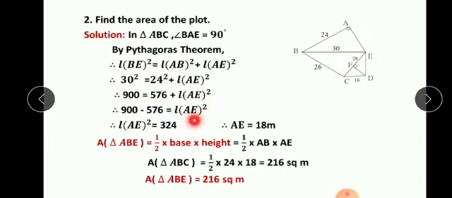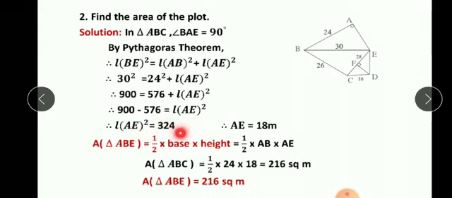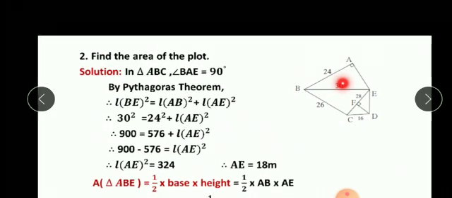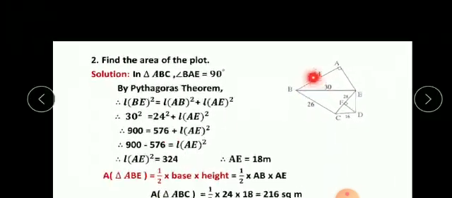Now what will be length AE square? If you subtract 576 from 900, you will get 324. So length AE square is 324. Therefore length AE is 18. The square root of 324 is 18 meters. Now in this way we have the length needed for the area of triangle BAE.